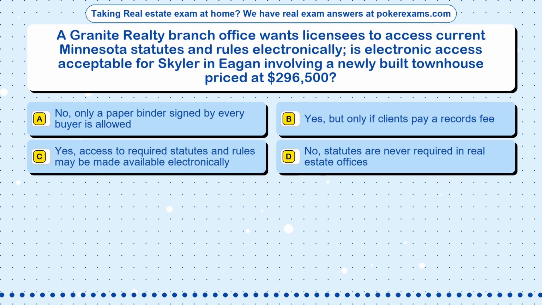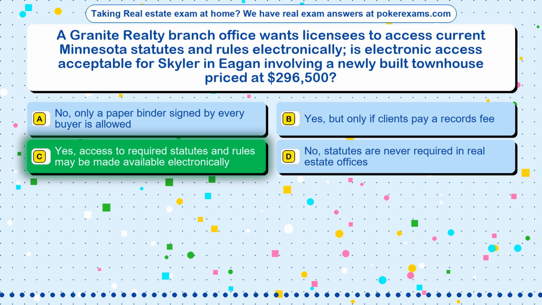Question 27. A Granite Realty branch office wants licensees to access current Minnesota statutes and rules electronically. Is electronic access acceptable for Skylar in Eagan involving a newly built townhouse priced at $296,500? Option A. No, only a paper binder signed by every buyer is allowed. Option B. Yes, but only if clients pay a records fee. Option C. Yes, access to required statutes and rules may be made available electronically. Option D. No, statutes are never required in real estate offices.